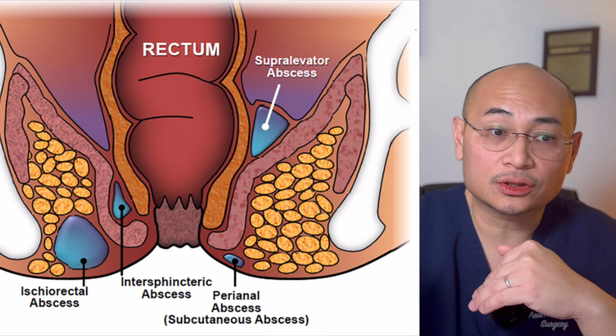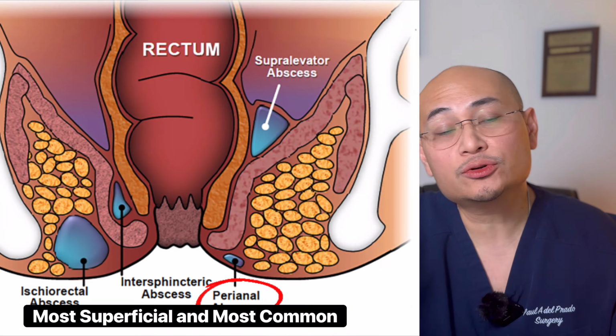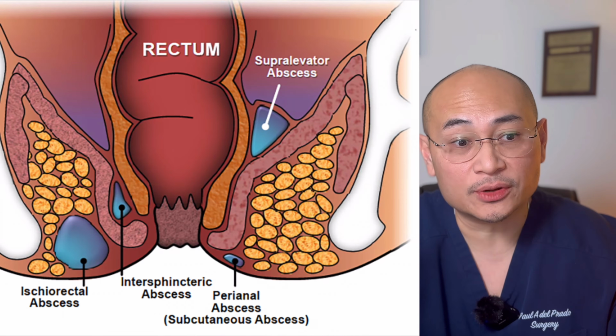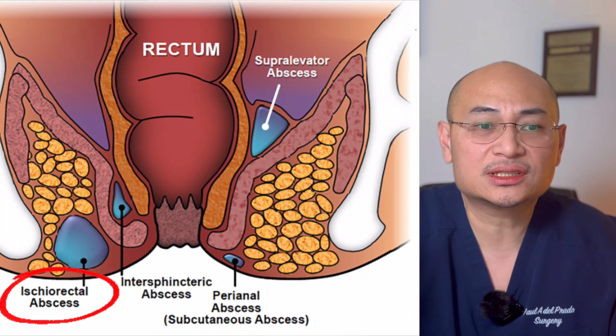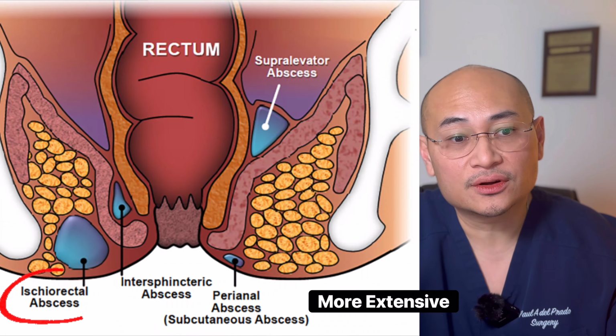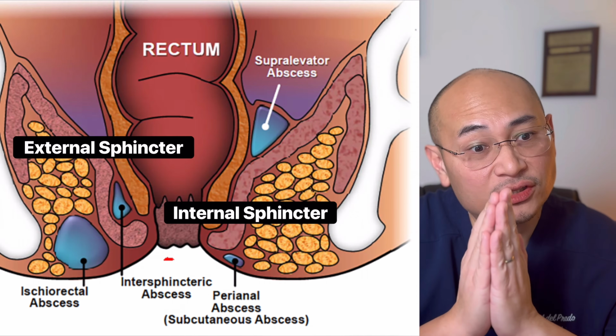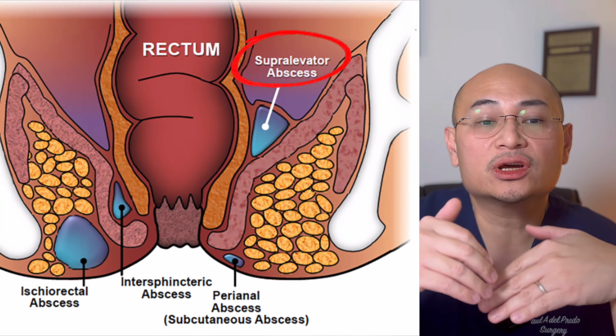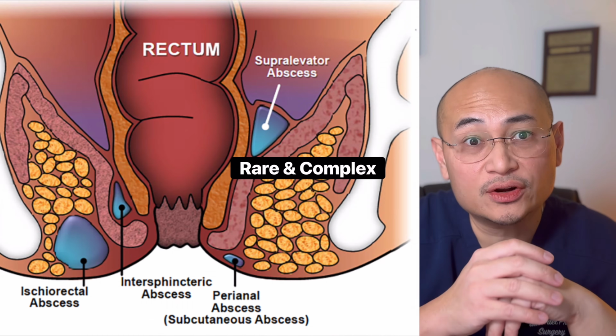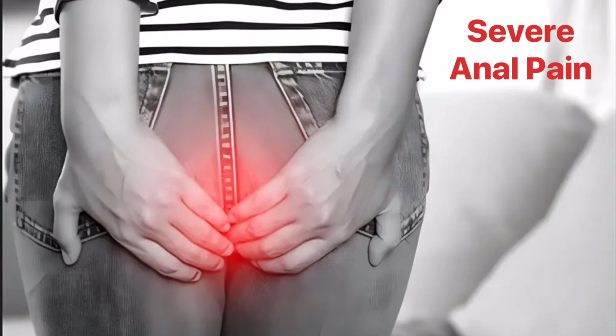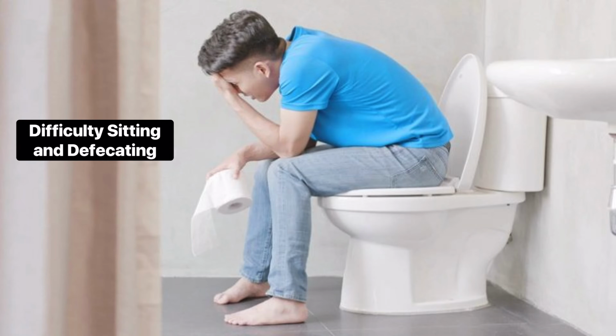As we talked about the different types of abscess, let's actually go back to the classification. The perianal is the most superficial one and is the most common. The ischiorectal, which is deeper, is more extensive. Then we have the intersphincteric, in between the internal and external sphincters. And supralevator is rare, but is also very complex. Symptoms include severe anal pain, swelling, fever, and difficulty sitting or defecating.